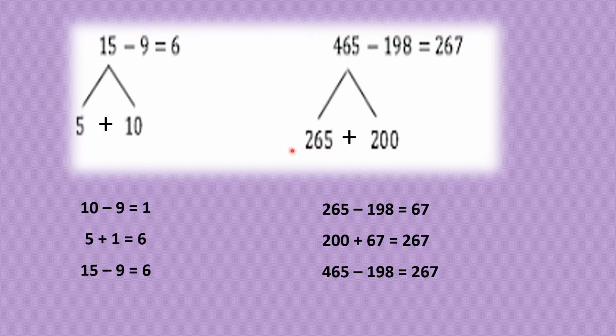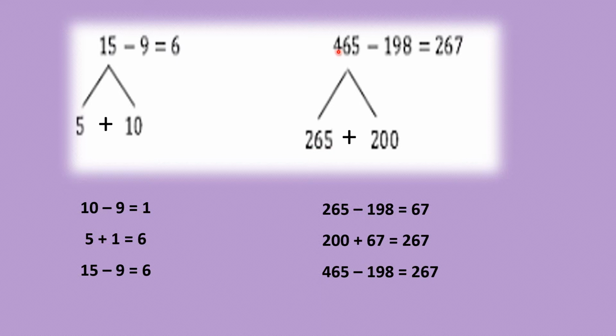Now first of all, choose the bigger number and do the subtraction. 265 minus 198. 265 minus 198 is 67. Now the answer is to be added with 200. Why? Because there was a plus sign between these two numbers, right?